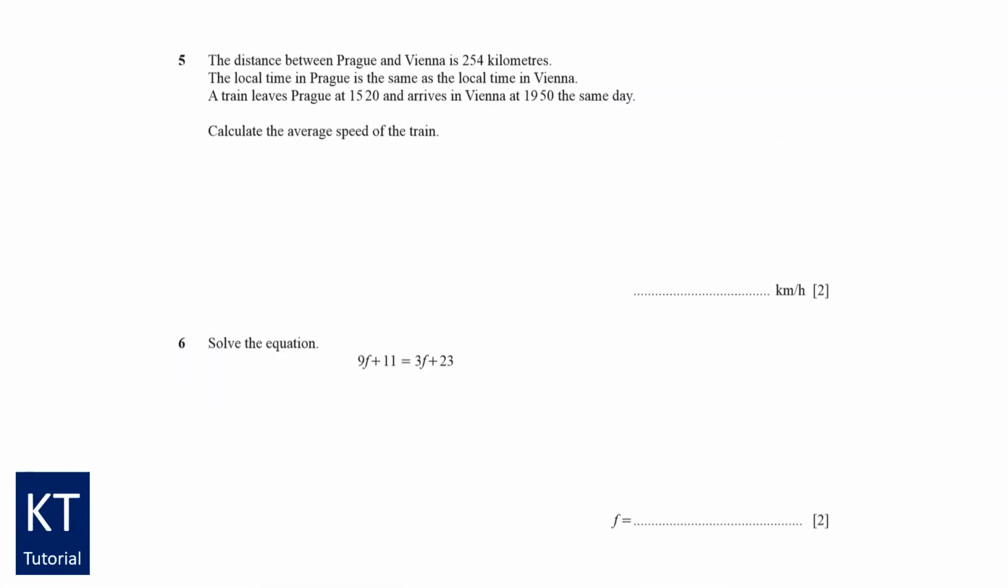Question 5. The distance between Prague and Vienna is 254 kilometers. The local time in Prague is the same as the local time in Vienna. The train leaves Prague at 15:20 and arrives in Vienna at 19:50 the same day. Calculate the average speed of the train. The clocks tell us that the total time of travel is 4.5 hours. The average speed is therefore 56.4 kilometers per hour.